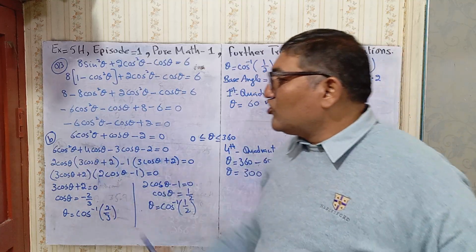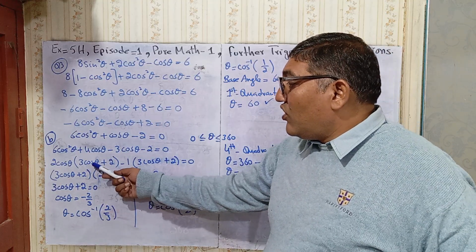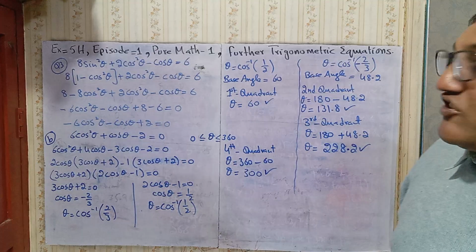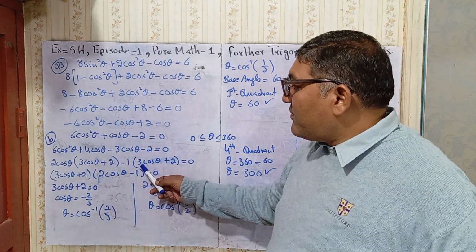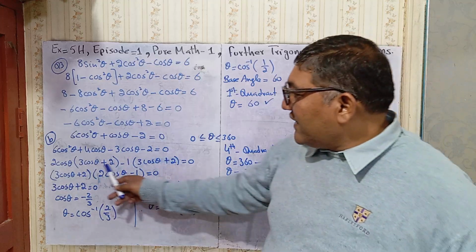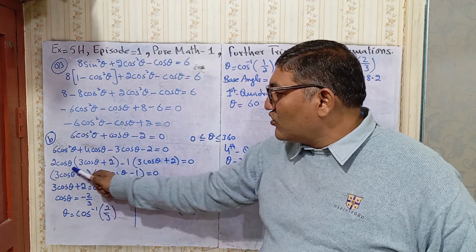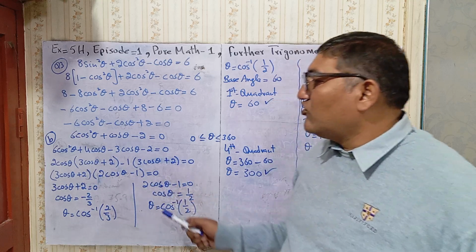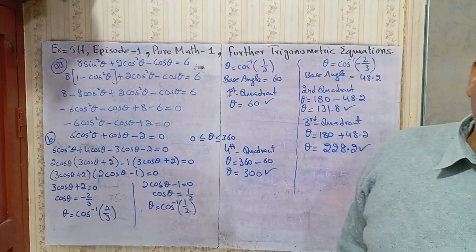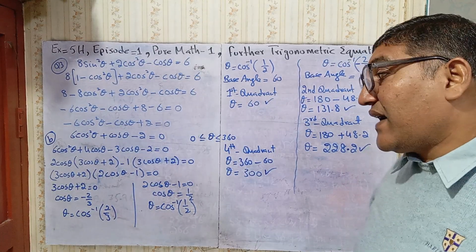From the first two terms, I can take the 2 cos theta common. So in the bracket we will have 3 cos theta plus 2. From the last two terms, I can take minus 1 common. So I will have in the bracket 3 cos theta plus 2 bracket close equals to 0. So now I can take this bracket common 3 cos theta plus 2, and in the other bracket I will have 2 cos theta minus 1 equals to 0. The product of these two brackets is 0, so that means either the first bracket is 0 or the second bracket is 0 or both the brackets are 0.